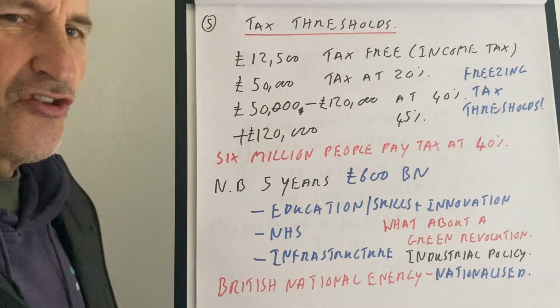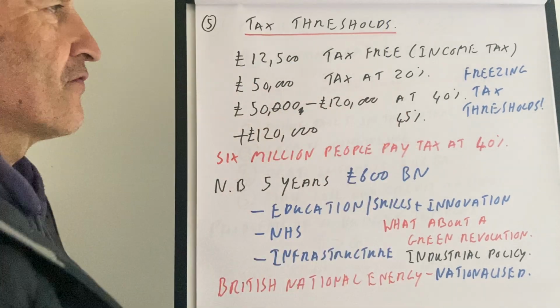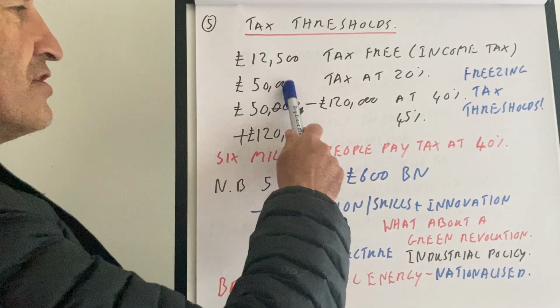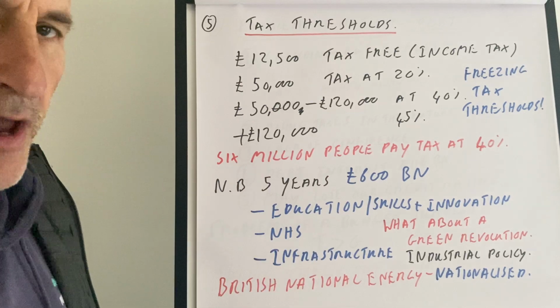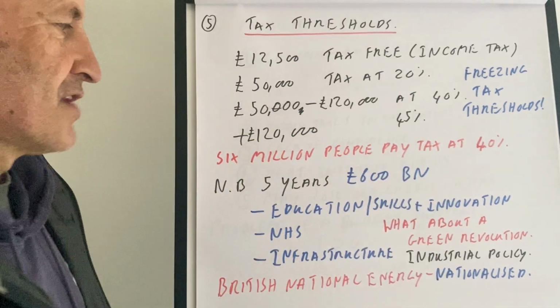Tax thresholds. Not that you need to learn all of these, but they're quite easy to remember, really. So we earn the first £12,500 tax-free. Up to £150,000, you pay at 20%, and between 150 and 120,000, you pay at 40%, and 120,000 plus is at 45%.